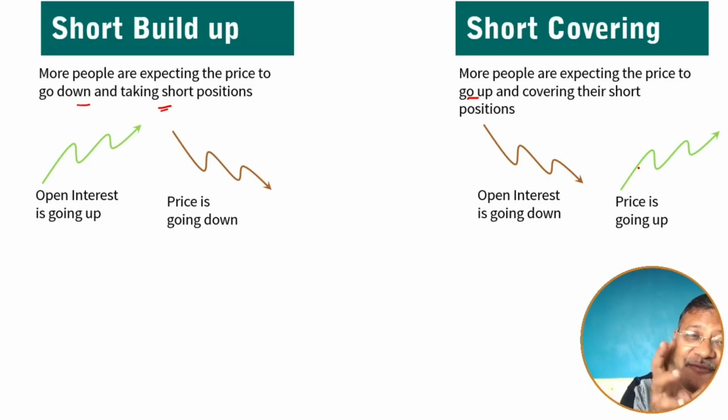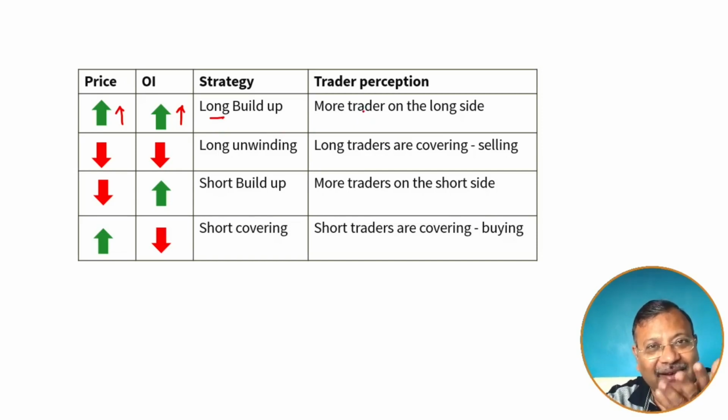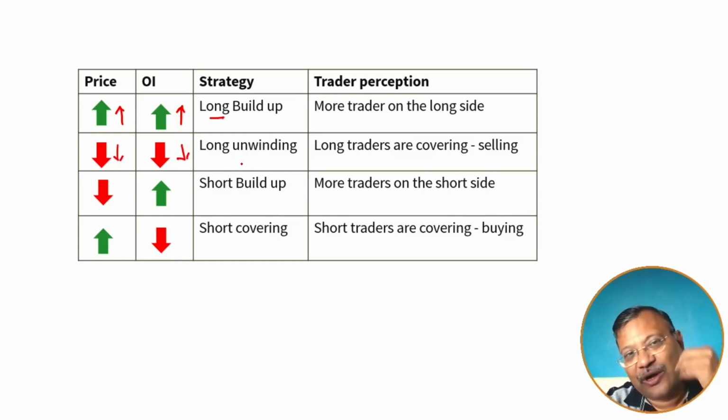To make it easy for you to remember this, I've tabulated these four strategies in a table, so you can possibly take a screenshot of it and keep referring to it. See here, if the price is going up and open interest is also going up, this is a long build-up. That means there are more traders on the long side and the buyers are more powerful. If the price is going down and the open interest is also going down, this is long unwinding. That means people who had originally taken long positions are now squaring off, that is, selling.